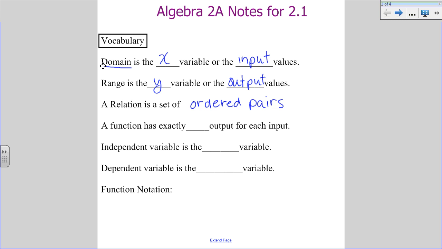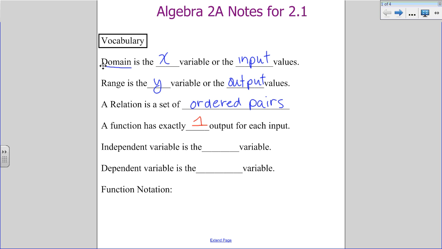So we could stand in the hallway between 3rd and 4th hour, ask every student to write down an ordered pair, and we created a relation. So any set of ordered pairs is a relation. What we like to study in algebra now is specific types of relations, and those are functions. A function is where there's exactly one output for each input. So now the number of ordered pairs we can have is completely narrowed down.